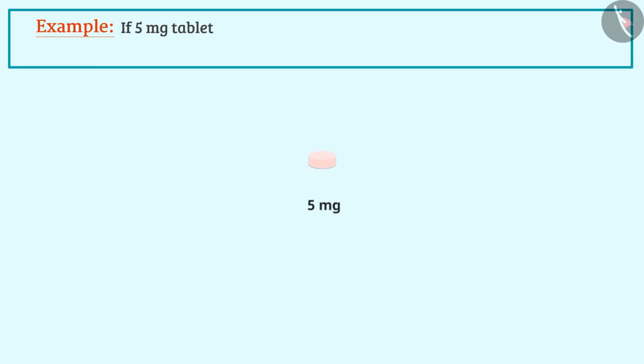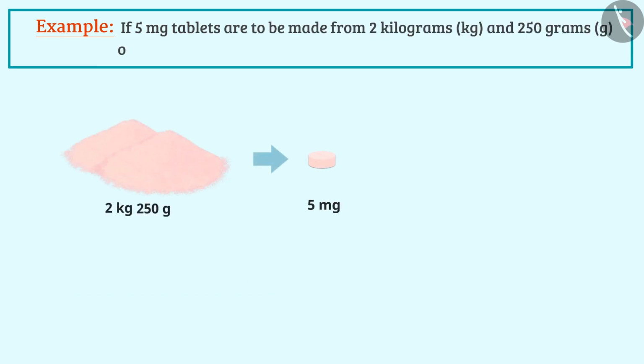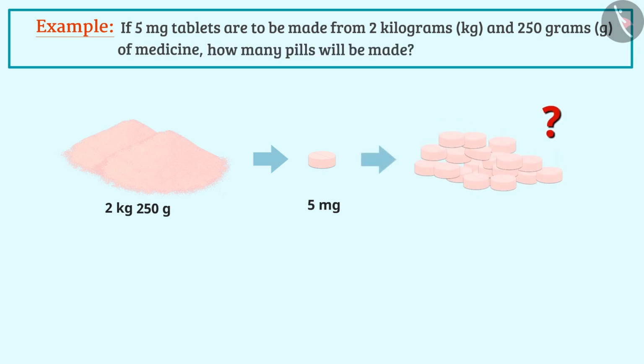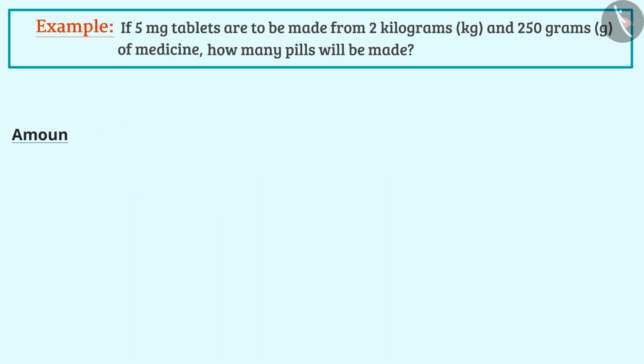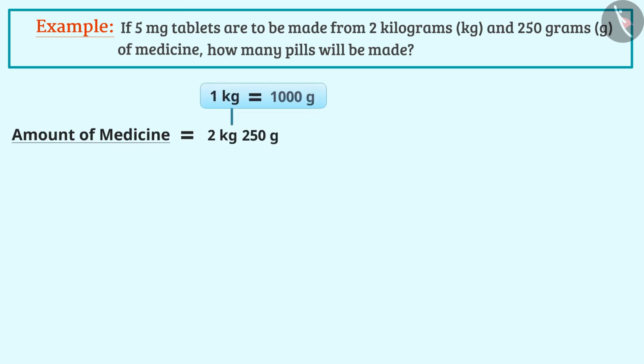If 5 mg tablets are to be made from 2 kg and 250 grams of medicine, how many pills will be made? Here also, we have to make the units the same. The amount of medicine is 2 kg and 250 grams. 1 kg is equal to 1000 grams. Thus, 2 kilograms is 2000 grams. By combining it with 250 grams, you will get 2250 grams.